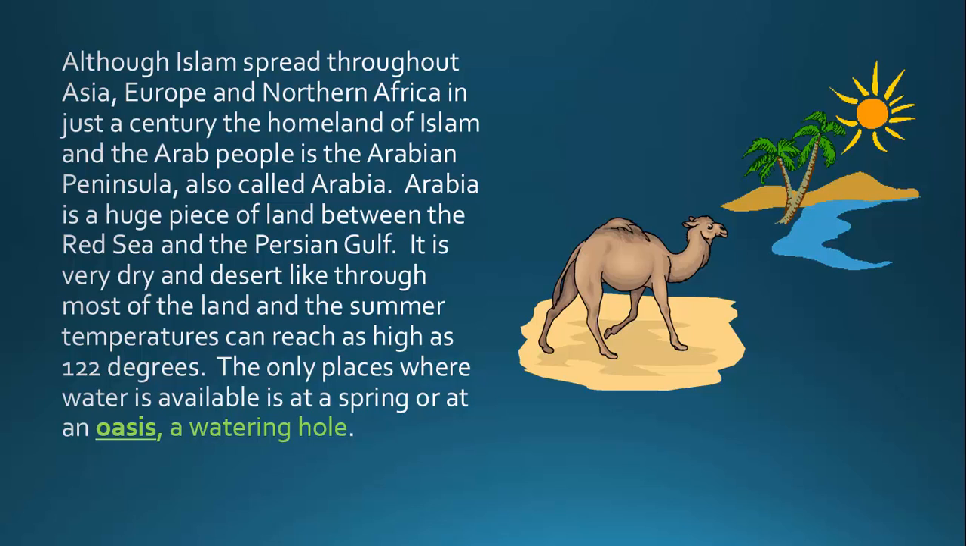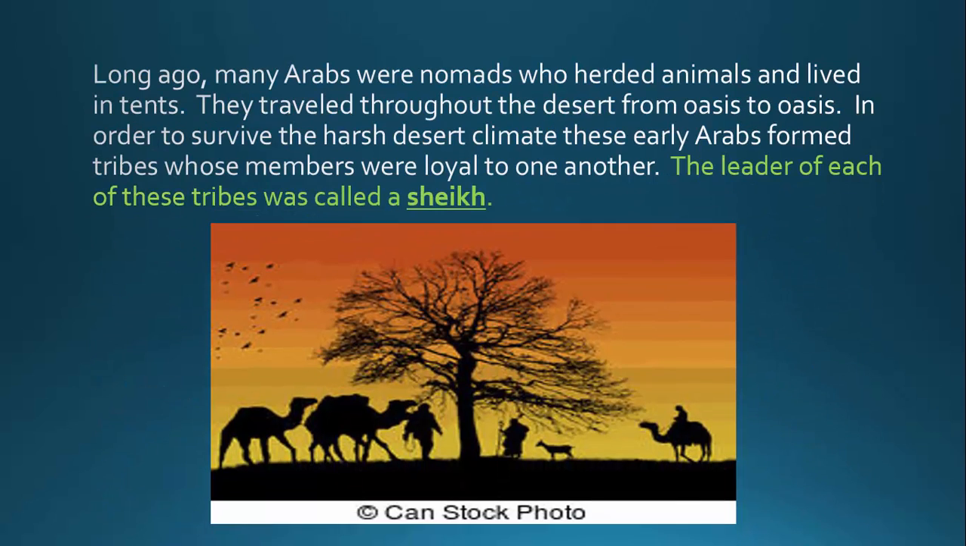Pause your video now and fill in the vocabulary word from this page. Long ago, many Arabs were nomads who herded animals and lived in tents. They traveled throughout the desert from oasis to oasis in order to survive the harsh desert climate. These early Arabs formed tribes whose members were loyal to one another. The leader of each of these tribes was called a sheikh.